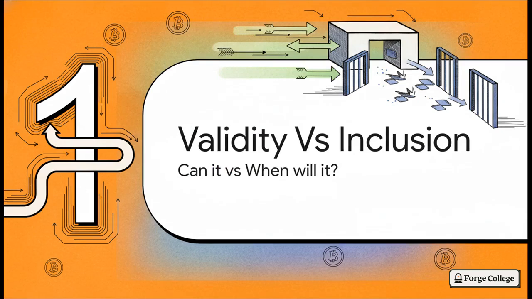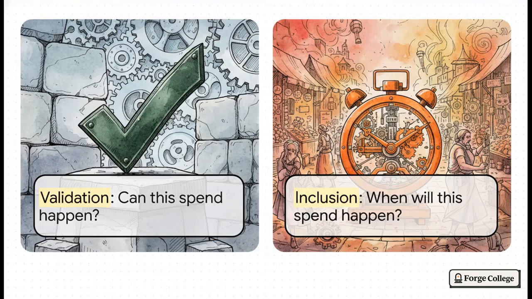Section 1, validity versus block inclusion. Or, as I like to call it, can it happen versus when will it happen? So there are really two totally different hurdles your transaction has to clear. First up, on the left, is validation. Think of this as a hard and fast protocol rule. It's simply asking, can this spend actually happen? If your math adds up, the signatures check out, and the cryptography is flawless, you get that green check mark. Boom.